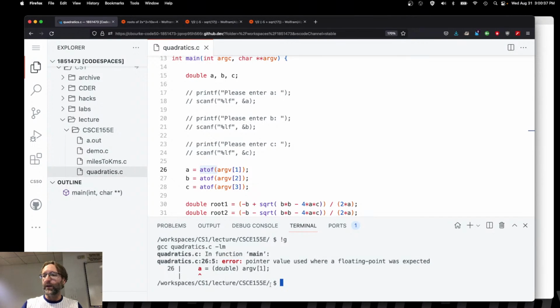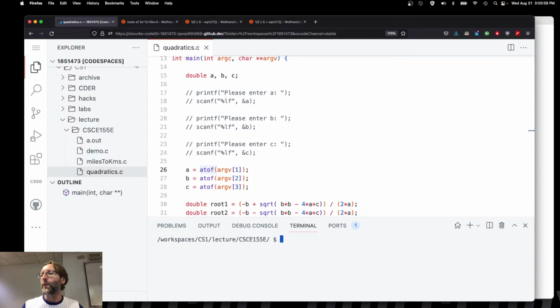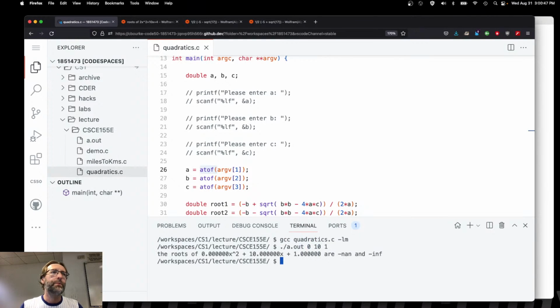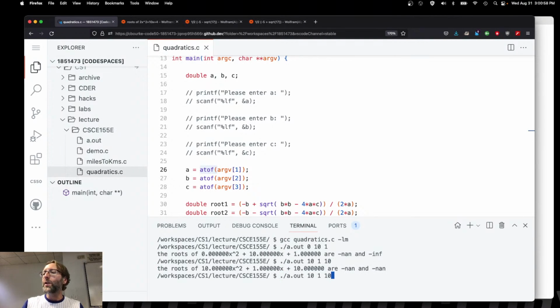All right, let's come back over here, recompile it. Remember that I'm compiling with that -lm flag still. And let's go ahead and give it those other values that we tested. Right? Again, bad, nan, inf. If we've got something that is small, 10, 1, 10. Right? Again, nan. Right? But there's another way that we can break it now. What if I don't give it any input at all?